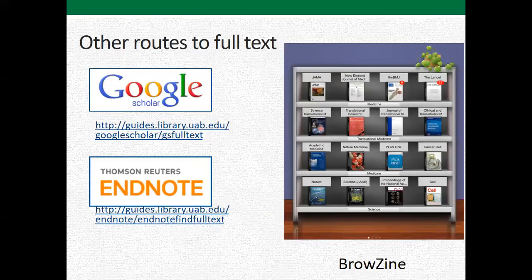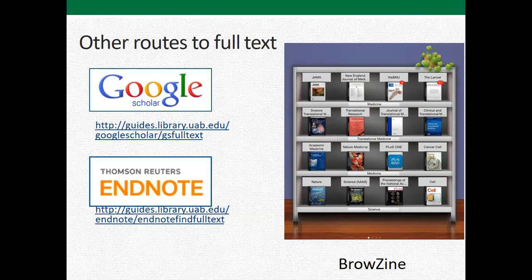And other routes you can use. I'll be talking a little more about Google Scholar in a bit, but Google Scholar is really good for finding full text of particular items. That's what I usually use it for. I'm looking for a specific item, so I put in the title in Google Scholar and try to get it that way. The link underneath the Google Scholar icon on this slide is to our guide that tells you how to set up Google Scholar so that it links through our library account to get full text.